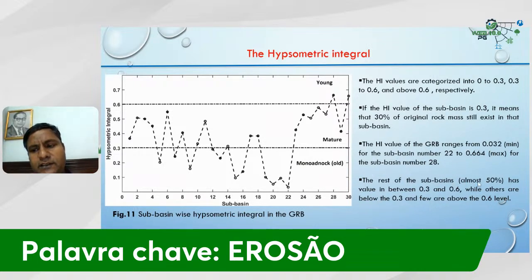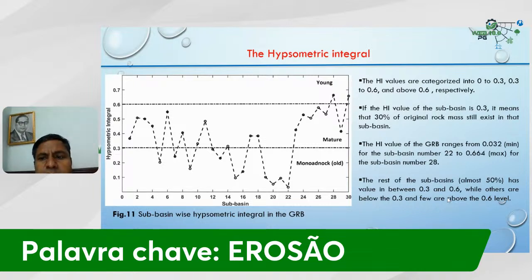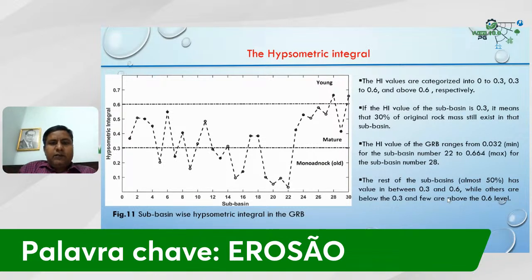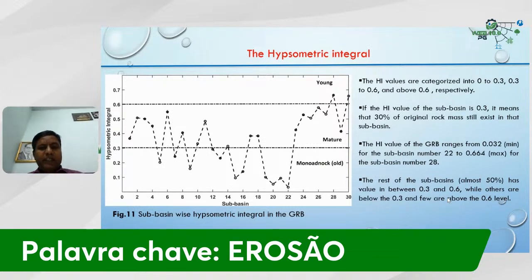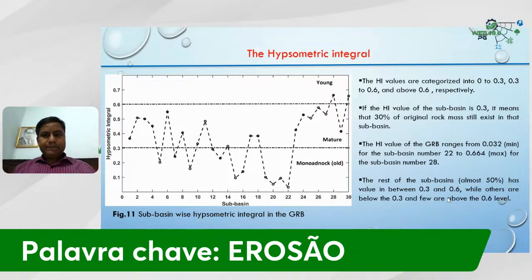The rest of the subbasins, almost 50%, have values between 0.3 and 0.6, while others are below. What is the meaning of this? It shows how much soil has been removed from that basin. So this graph is telling this.